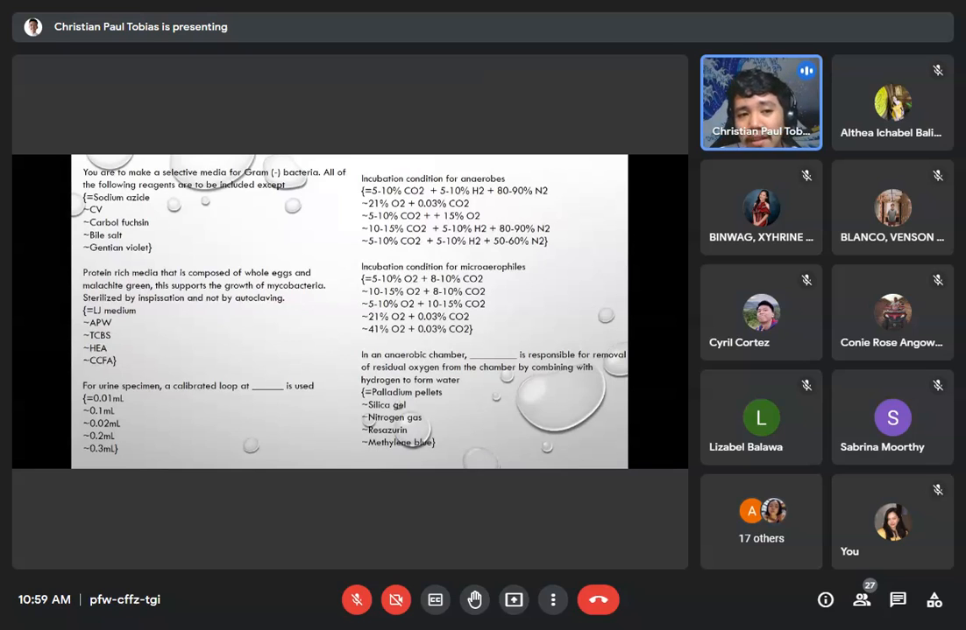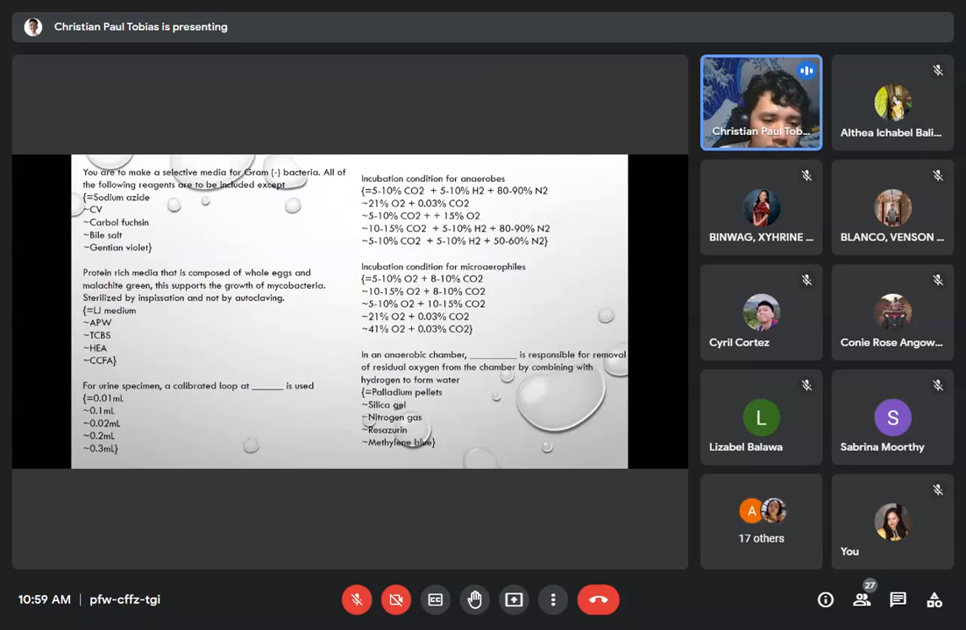So, gagawa ka ng plate for gram-neg, huwag mo ilagay si sodium azide kasi si sodium azide, ini-inhibit niya ang growth ng gram-neg. Si crystal violet, carbolfuchsin, basic fuchsin, gentian, they are all inhibitors of gram-positive. Okay, protein-rich media, which is composed of whole eggs, malachite green, LJ medium, whole eggs. Okay, anong kulay ng LJ medium? Greenish siya, di ba? Malachite green. Okay, growth for mycobacteria. Okay, no questions, LJ medium.